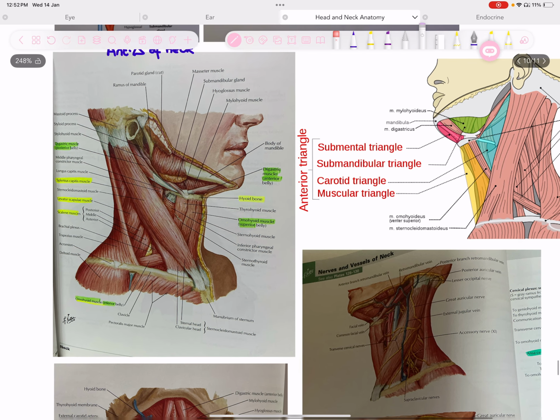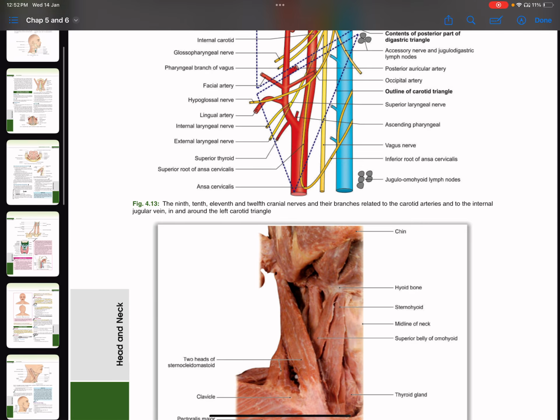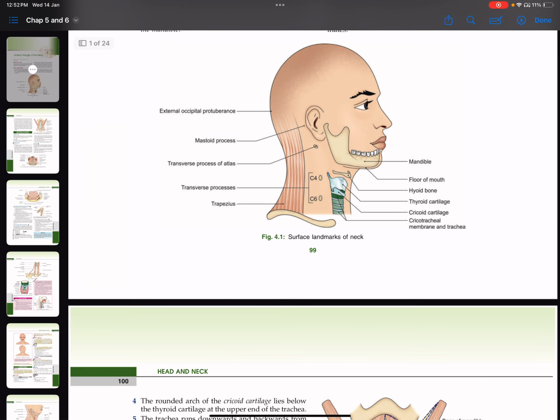So let's start off first of all with the boundaries of the anterior triangle of the neck. For that, we'll be referring to this book called BD. Right, so here we can start off. It says that the anterior triangle of the neck lies between the midline of the neck and the sternocleidomastoid. It is subdivided into smaller triangles. What is the midline? This is the midline and the sternocleidomastoid, right? So this is where it lies.